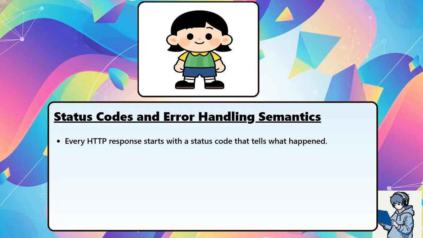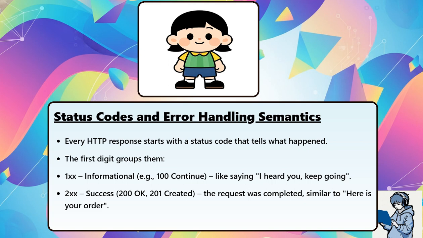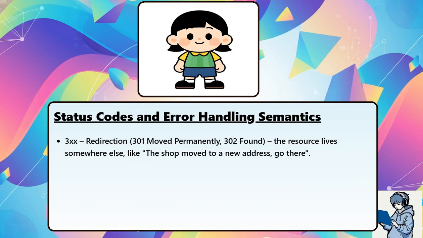Every HTTP response starts with a status code that tells what happened. The first digit groups them. 1XX is informational, for example 100 Continue, like saying I heard you, keep going. 2XX is success: 200 OK, 201 Created. The request was completed, similar to here is your order. 3XX is redirection: 301 Moved Permanently, 302 Found. The resource lives somewhere else, like the shop moved to a new address, go there.